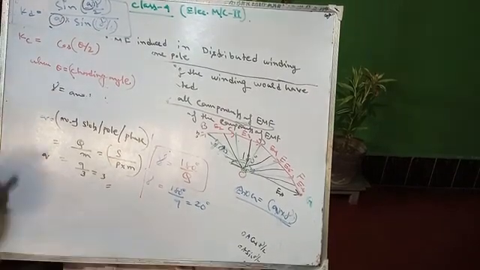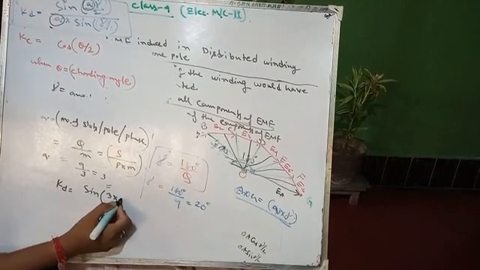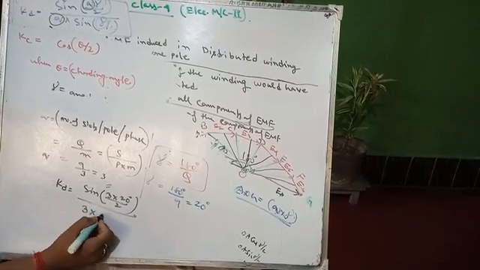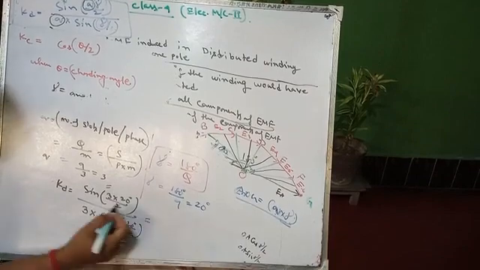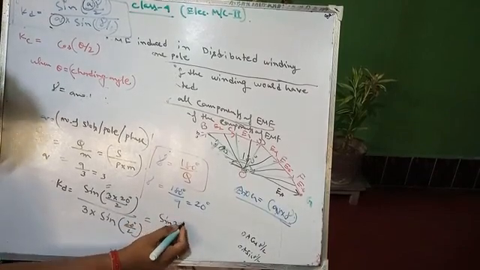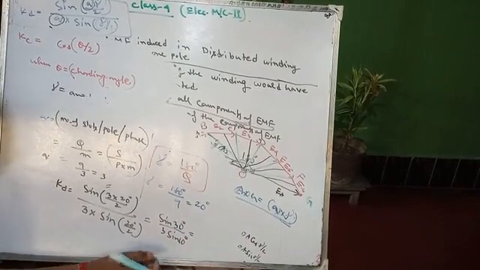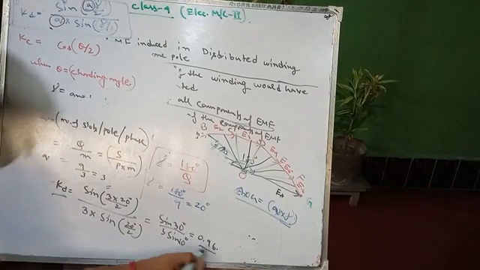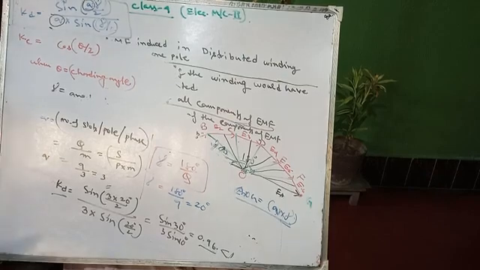So your kd will be, what is the formula? kd equals sine of q means 3 into gamma means 20 degrees by 2, divided by q means 3 into sine of gamma means 20 degrees by 2. So it will be sine 30 degrees by 3 into sine 10 degrees, and you get approximately 0.96. So kd is always less than 1. Remember, kd is always less than 1.